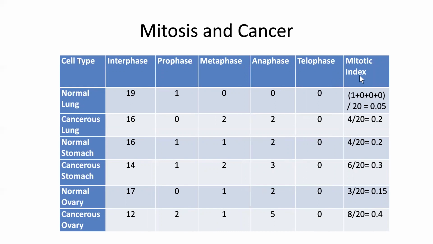Now that we've calculated the mitotic index, we can see a trend. If you're comparing lung tissue, which one has a higher mitotic index, normal or cancerous? And the answer is cancerous. If you're comparing stomach tissue or ovary tissue, the answer is going to be the same. The cancerous tissue has a higher rate of mitotic index, and that's because cancer cells are uncontrollably dividing.